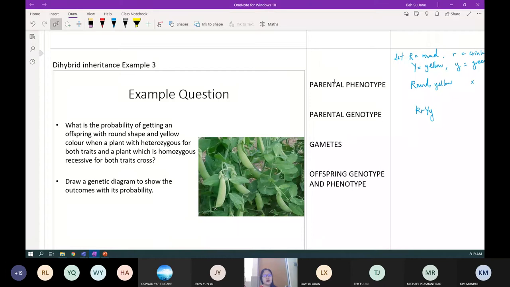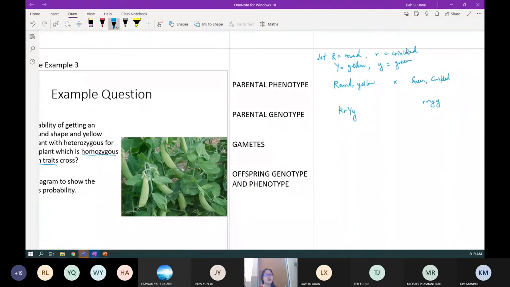Miss, how do you know it's crossed with crinkled green? Because it says it's homozygous recessive for both traits. And the recessive phenotype for both traits is crinkled and green. Or I should write crinkled green, not green crinkled. I'm not confused here.